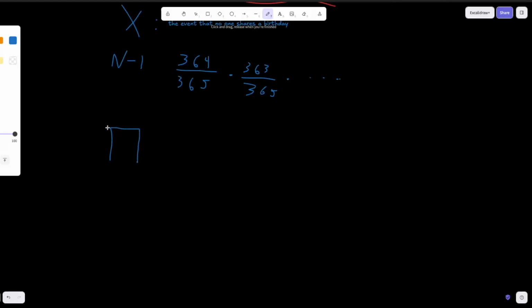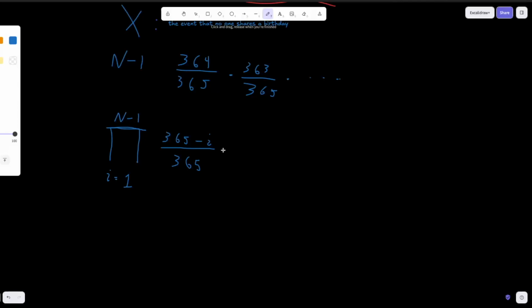It's a multiplication, okay, from i equals 1 up through n minus 1, right? Because we're just starting with our man Bob and we're going through all the other people. And it looks like it's going to be something like 365 minus i over 365, because we start with 364 over 365. And actually, we have enough here to where we can solve this and figure out what this is, right?